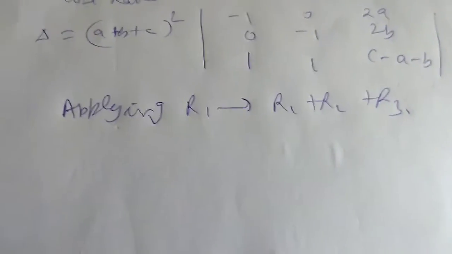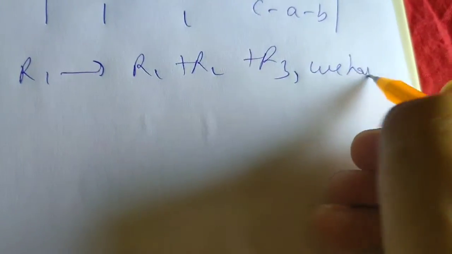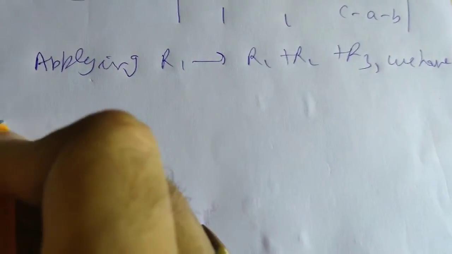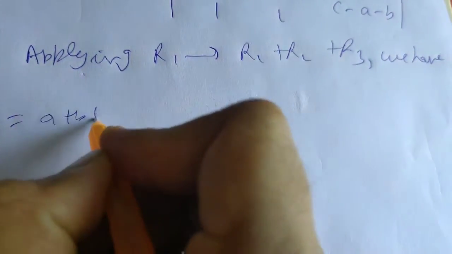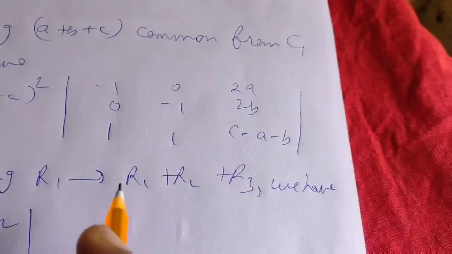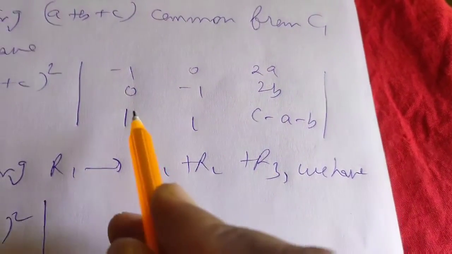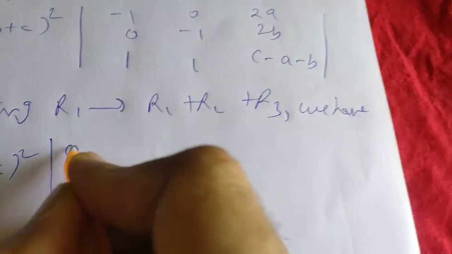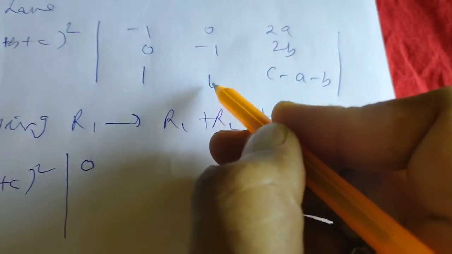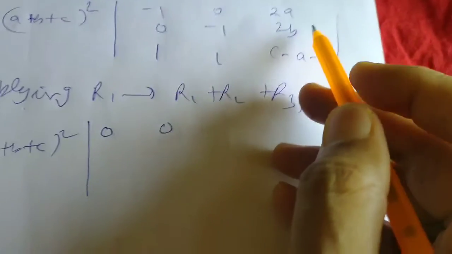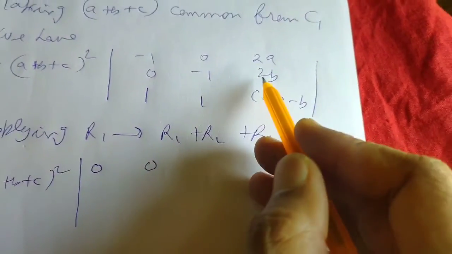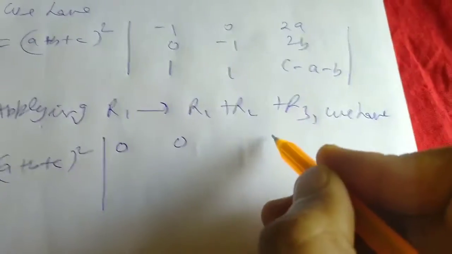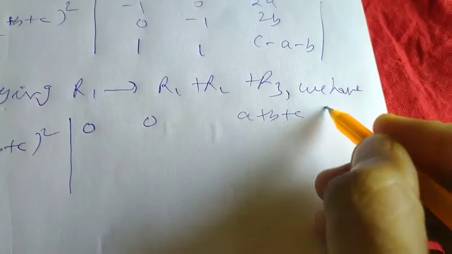So this is what we'll do here. So delta equal to we have. So again, as I told you, do not forget to write we have. That is what we are writing. We have. So delta equal to a plus b plus c whole square. Now in row 1, add all, row 2 and row 3. So minus 1 plus 0 plus 1. So what we will get here? That will become 0. Minus 1, 0 minus 1 plus 1. It will become again 0 here. 2a minus a, that is plus a. 2b minus b, that is plus b, and plus c. So we will be getting here a plus b plus c.